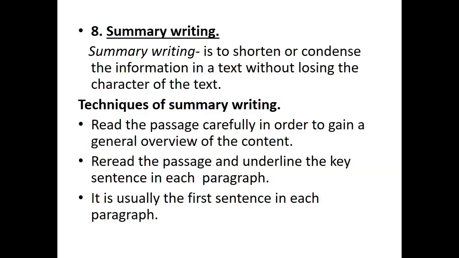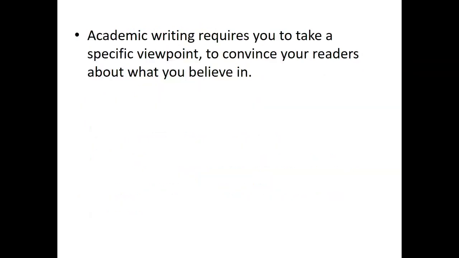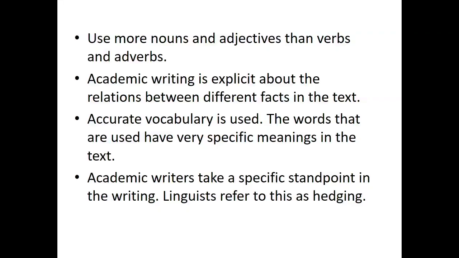Okay, then summary writing. Before we come to summary writing, I want to show you something in academic writing. Bullet number 2, academic writing is explicit about the relations between different facts in a text. That means in one piece of writing, you can still argue about a specific point of view on your own. But even if you have two views, at the end of the day, you must give your own viewpoint, where you stand. Okay, now we go to summary writing.